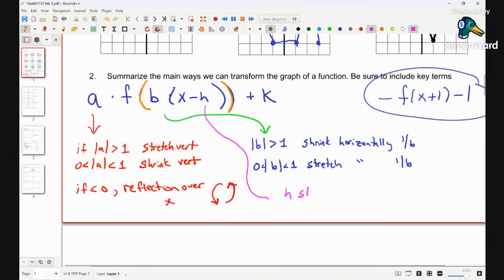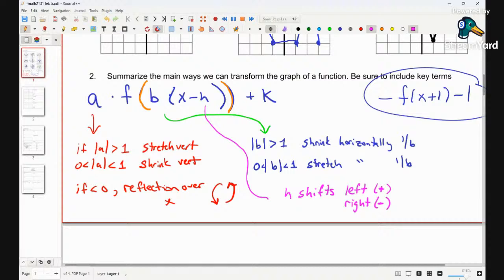H shifts left, right if I see a minus sign, a plus sign. And to me, those are my inside effects.